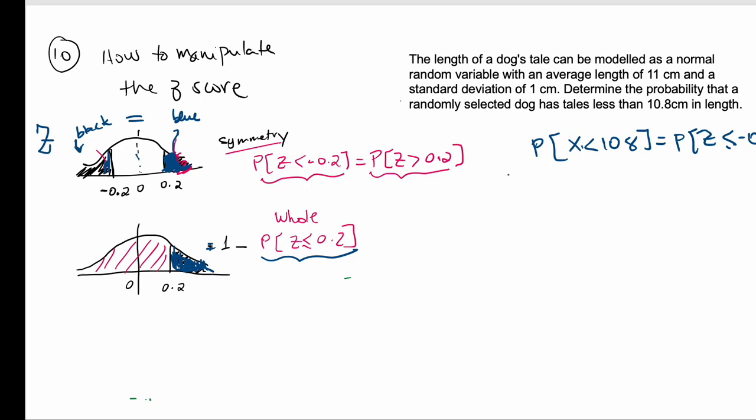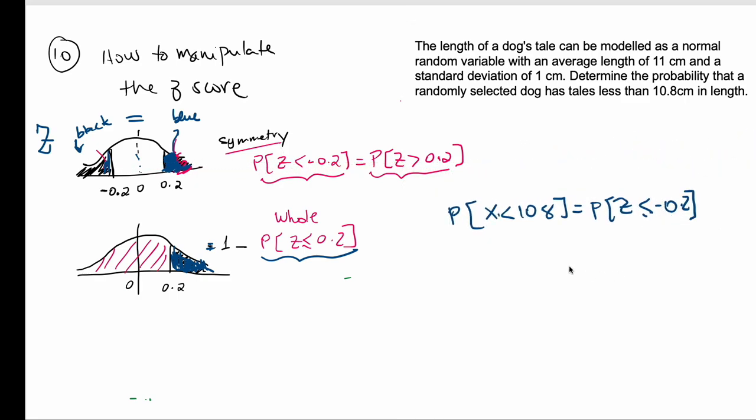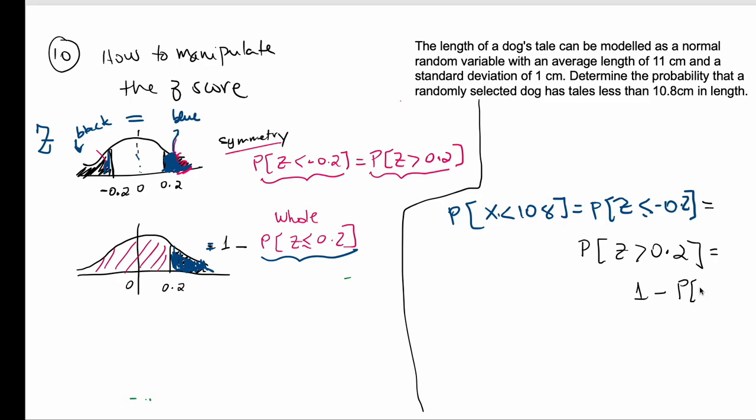So at the end of the day, this P of z less than or equal to minus 0.2 could be written as P of z greater than 0.2, which is equal to 1 minus the probability of z being less than or equal to 0.2. Okay? So all of these are equal.